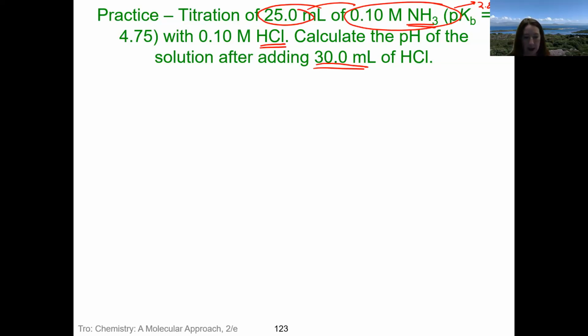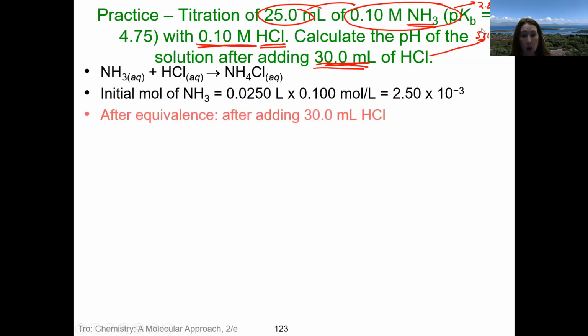So when we add 30 milliliters of a 0.1, that's 3 times 10 to the negative 3 moles of our acid. So now we have more acid than we do our weak base. So we are past our equivalence point, right? Always, always, always in titrations, figure out the moles of whatever you've got in your beaker, and then look at the moles of what you've added. And that's how you can tell if you're before, at, or after your equivalence point. So this time we know we're after our equivalence point.